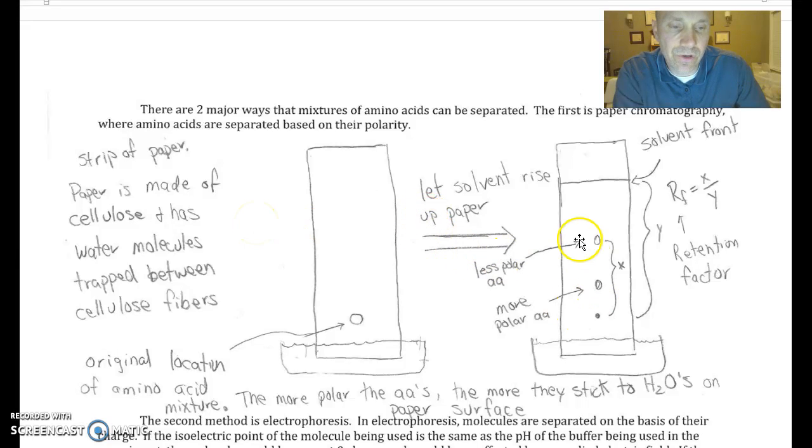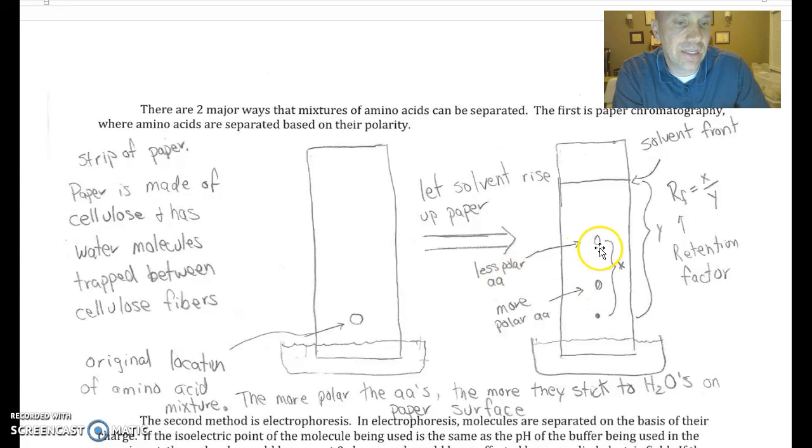So in the previous video, we talked about one of the methods used to separate amino acids from each other, and that was paper chromatography. Essentially, you dab your mixture of amino acids on a piece of paper, like filter paper, and you let a solvent run up the length of it. The amino acids that are more polar don't travel that far. The ones that are less polar will travel farther.